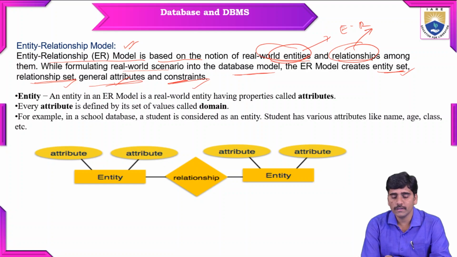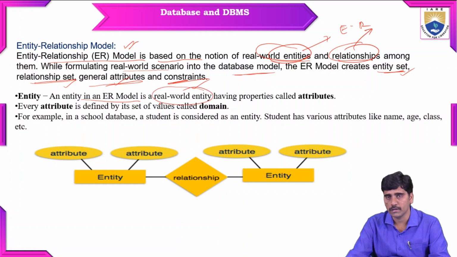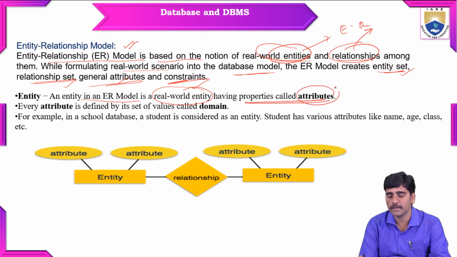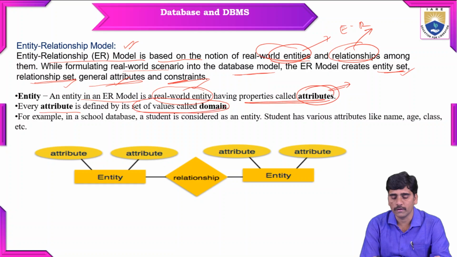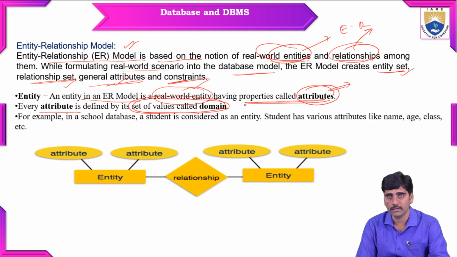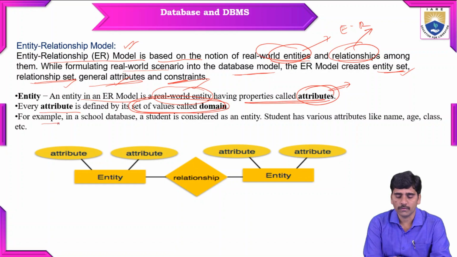An entity in an ER model is a real world entity, and it has properties called attributes. So an entity is nothing but a real world object. It has the properties. Every attribute is defined by a set of values called a domain. So each set of values will be called what? Domain.